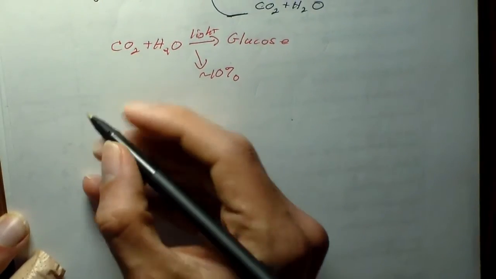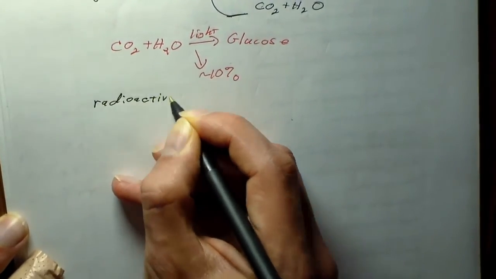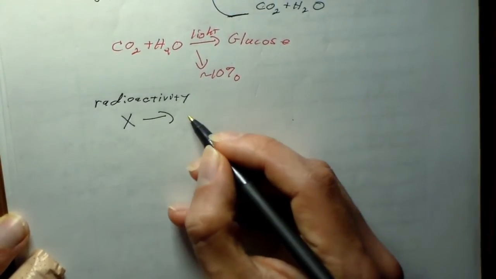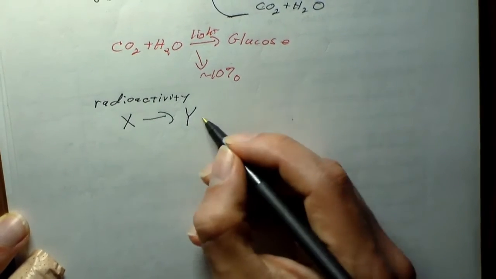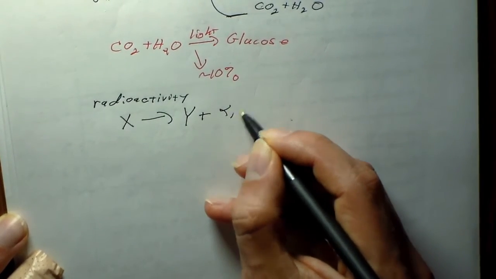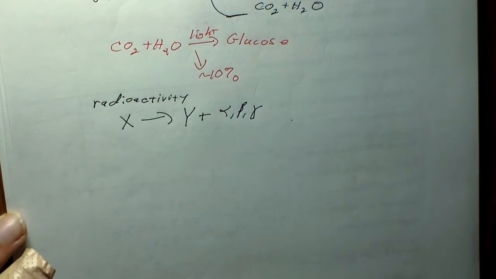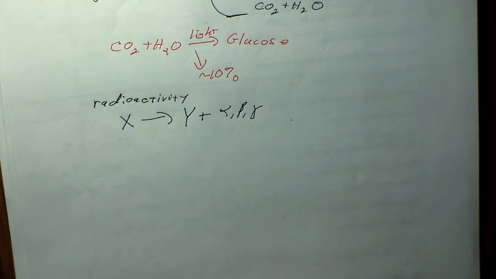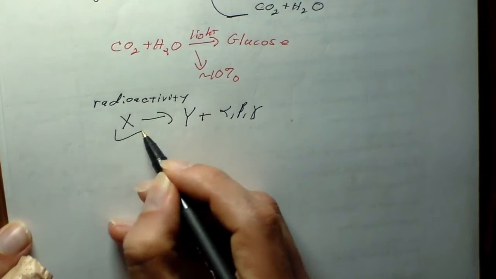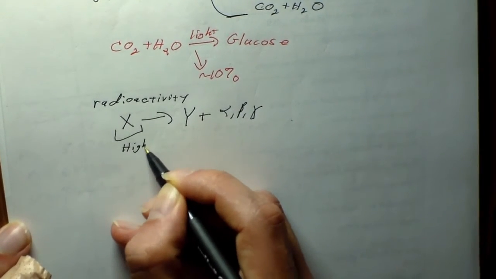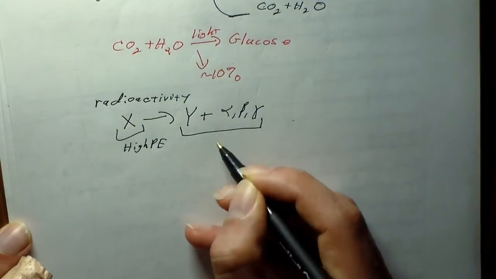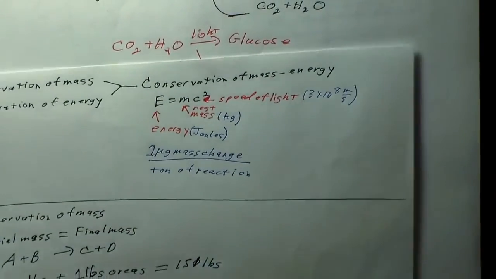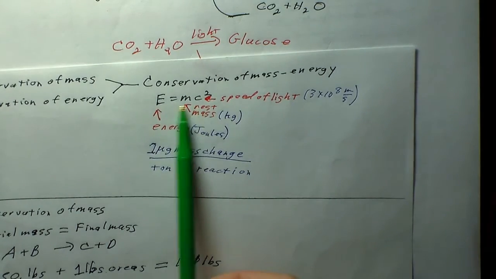All right, another thing is radioactivity. So if I have here a radioactive isotope X, it decays into some daughter isotope Y, plus either an alpha particle, a beta particle, or a gamma particle, depending on whatever else comes off of this. Well, if this happens, what we're going to notice here is that this is going to be the high potential energy, and these are going to be the low. And this actually relates back to over here when we were talking about the E equals mc squared.